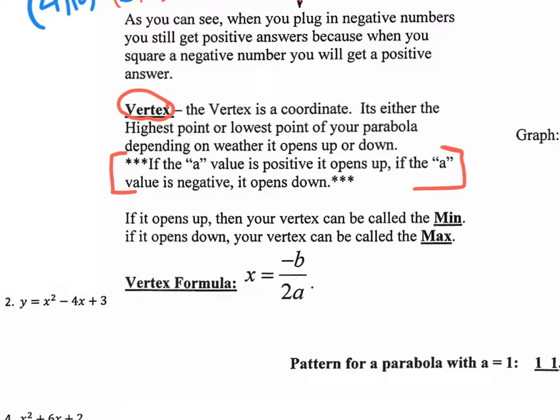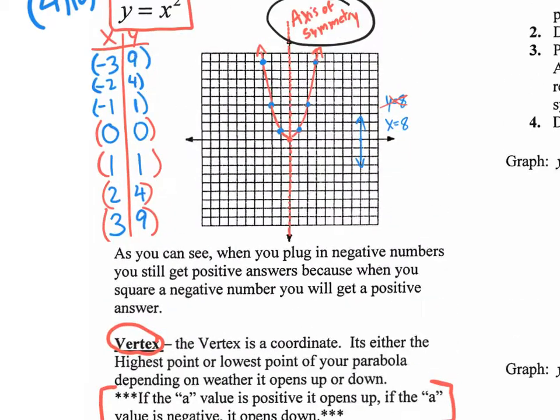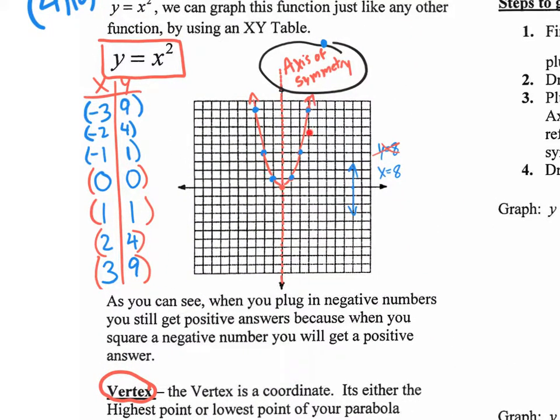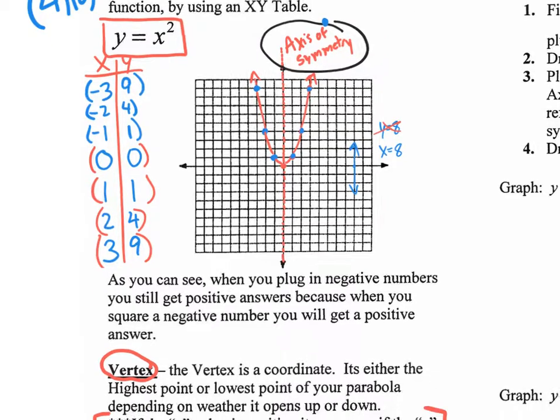Here's a very important fact. If the a value is positive, it's going to open up. If the a value is negative, it's going to open down. Yeah? Okay. So this parabola opened up, which means that the a value was positive. What is the a value right here? 1. It's positive 1, right? If this would have been negative 1, then it would have opened down this way. Okay? So any a value that's positive, you know it's going to open up. Any a value that's negative, you know it's going to open down.